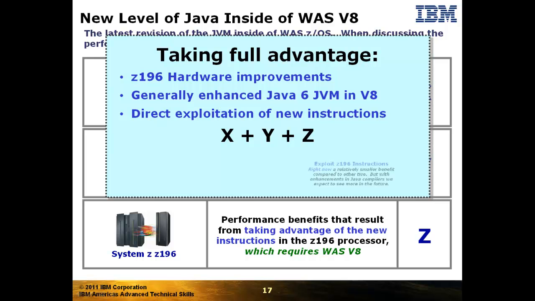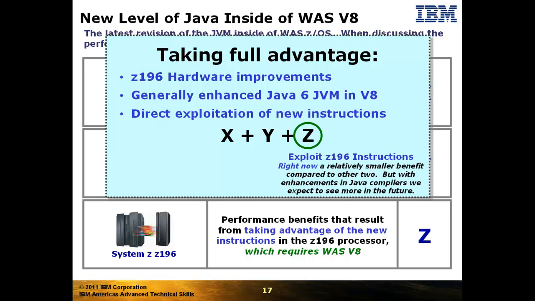Finally, there's the exploitation of the new instruction set in the z196 processor. This is something we find some eager to assign more benefit than is presently there. So we ask that you understand that right now the performance benefit of this is relatively small compared to the other two categories. But what this represents is an area of exploitation for the future as Java compilers catch up with the new instructions and exploit them more fully.